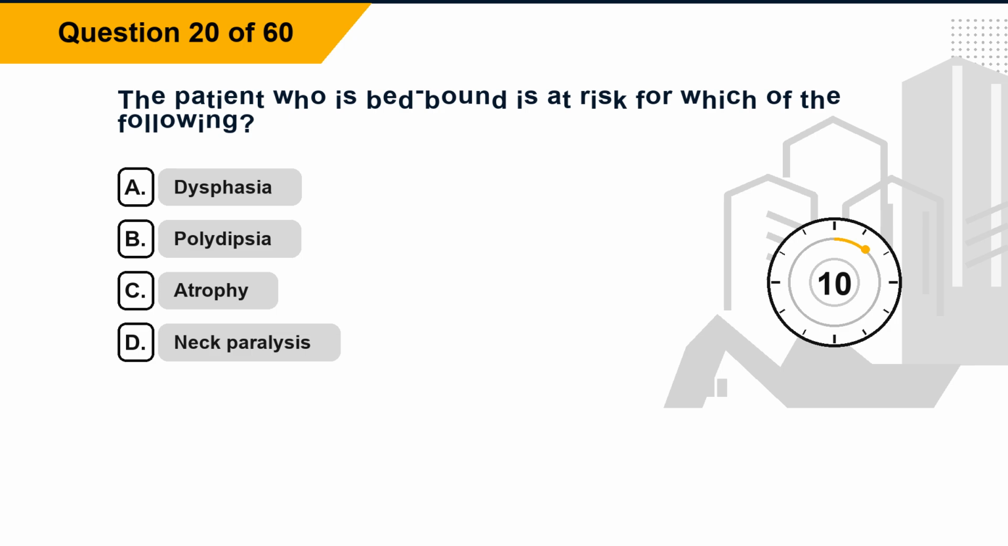Question 20. The patient who is bedbound is at risk for which of the following? Option A. Dysphagia. Option B. Polydipsia. Option C. Atrophy. Option D.